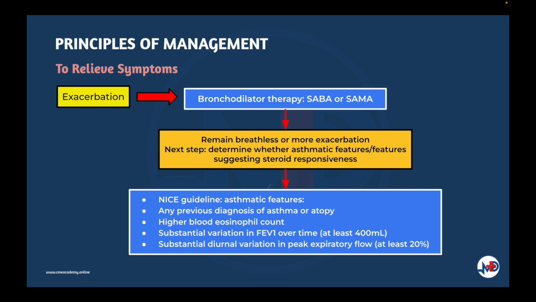If a patient remains breathless or has more exacerbations, the next step would be determining whether asthmatic features or features suggesting steroid responsiveness are present. According to the NICE guideline, asthmatic features are as follows: any previous diagnosis of asthma or atopy, higher blood eosinophil count, substantial variation in FEV1 over time, at least 400 mL, and substantial diurnal variation in peak expiratory flow.